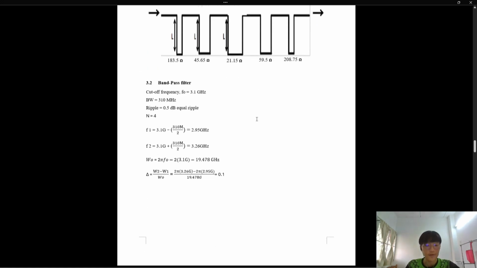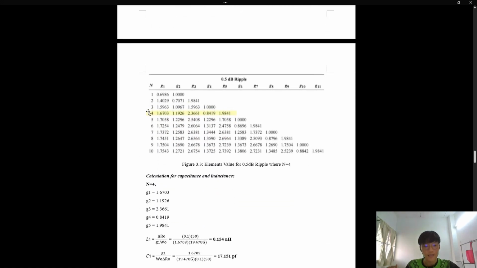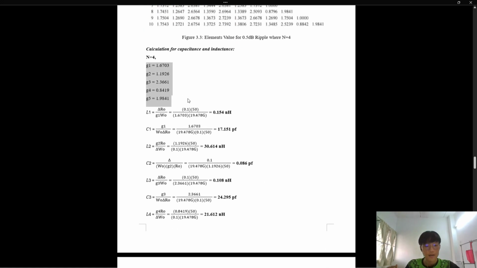So let's talk about the band pass filter. The band pass filter is quite similar to what we have learned during the lecture session. So the band pass formula, these are all the given information, and then we find the F1, F2, and the W0, and then we find this little triangle by using the formula. Since the given value of n is equal to 4, by using the element values for 0.5 dB ripple, we can see that G1 until G5 will be this value. So it has been listed down here.